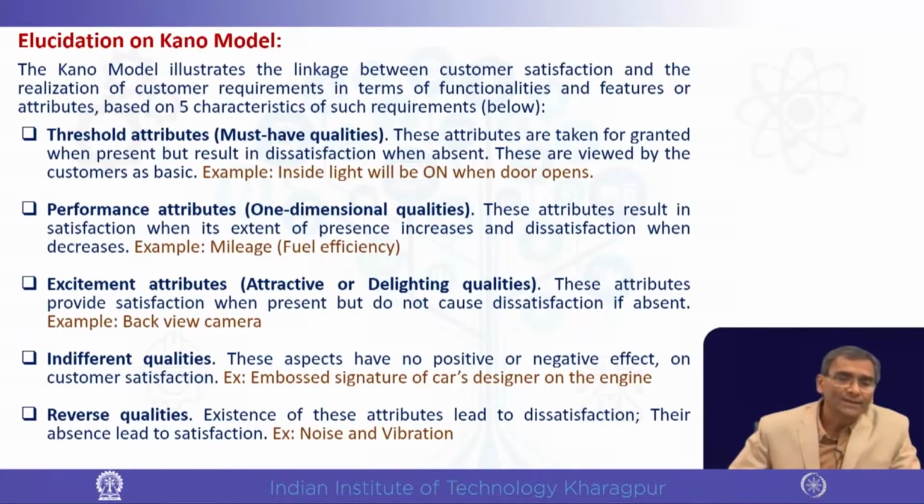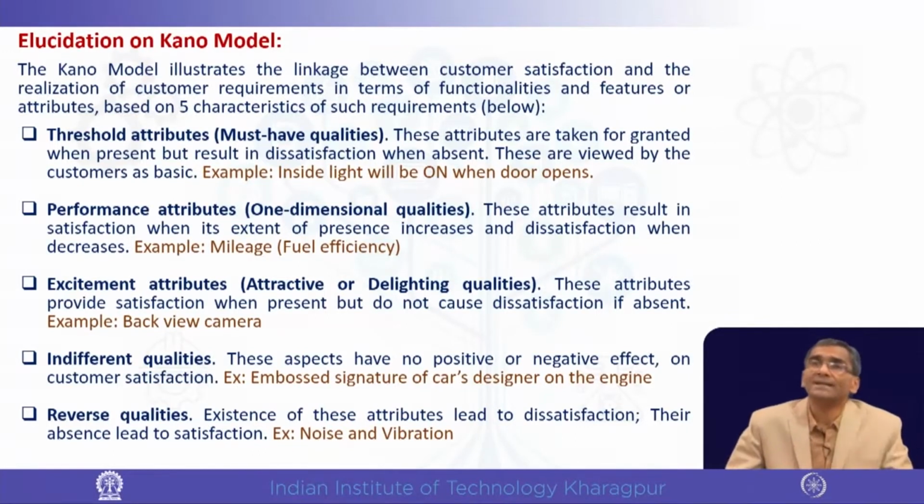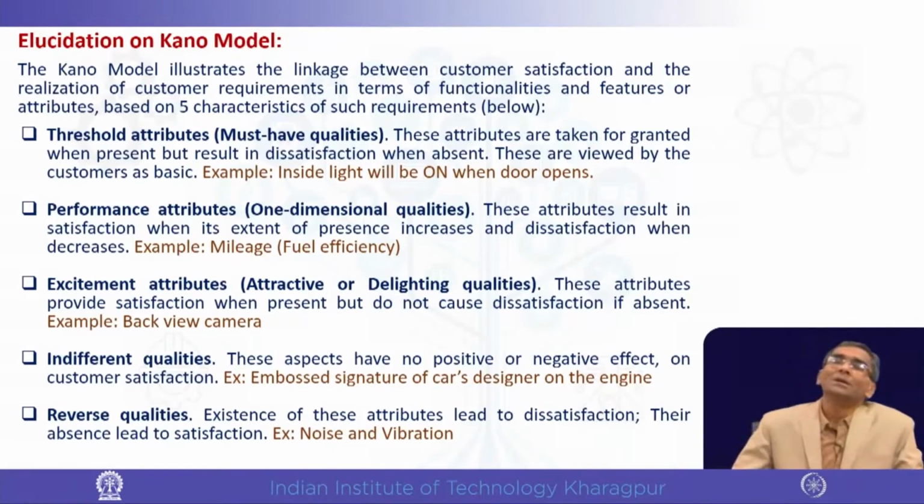What are they? One is the threshold attributes. Threshold is the level or limit, that is must have, below which people would consider a must have has been removed or not supplied. So, must have, or the basic, is also called basic requirement. These attributes are taken for granted when present, but result in dissatisfaction when absent.